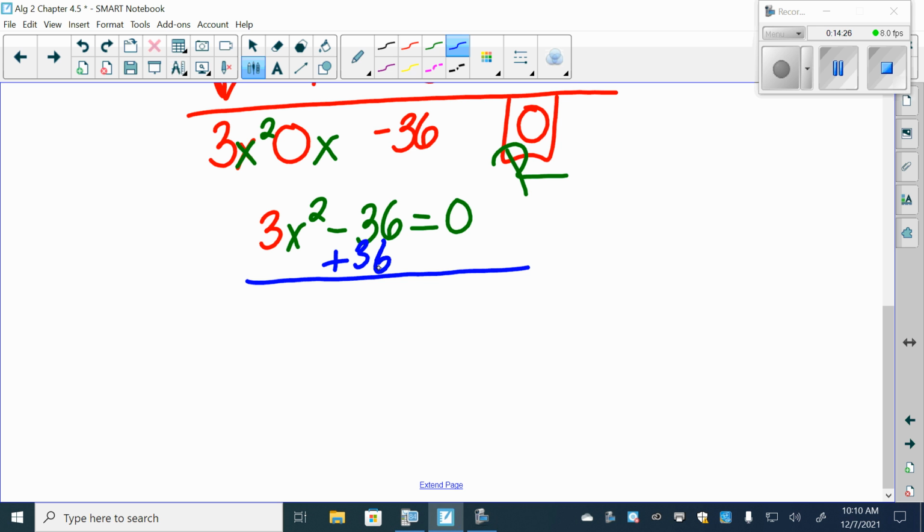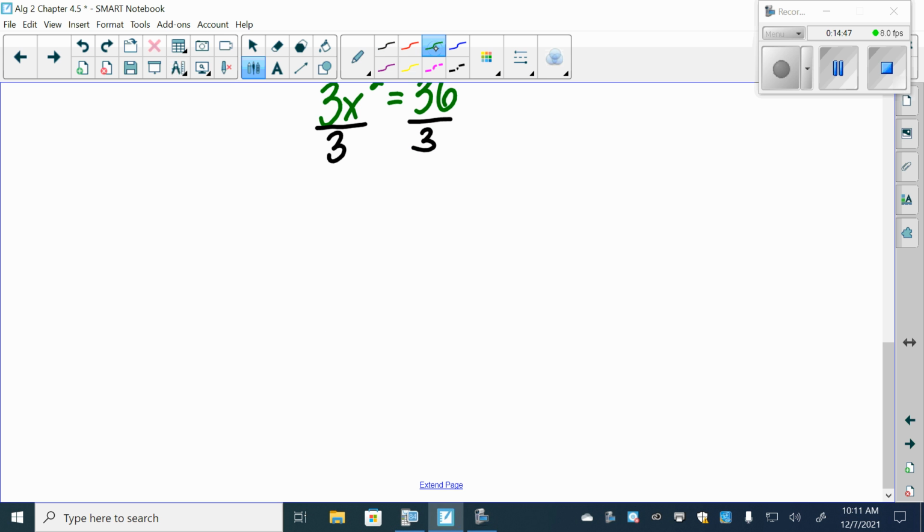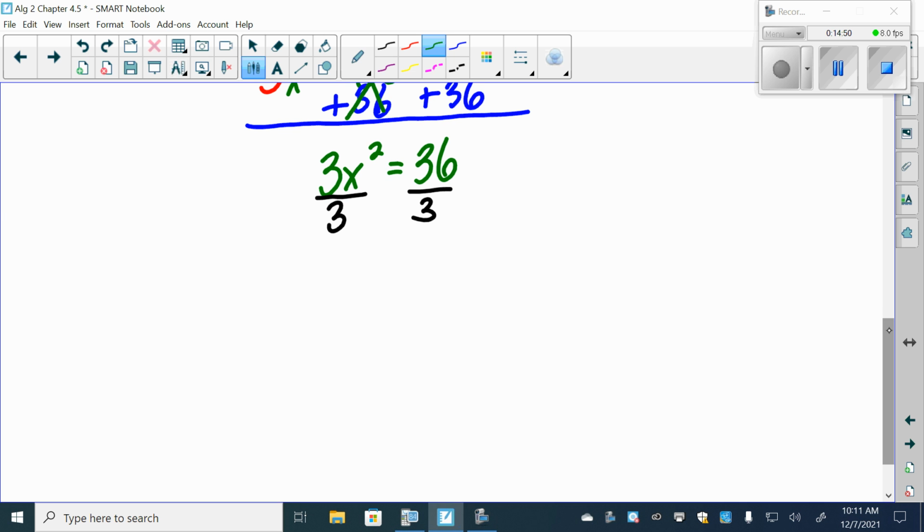So we can add 36 to both sides because these will cancel, telling us that 3x squared is equal to 36. Then we would divide both sides by 3, telling us that x squared is equal to 12. And what would we do next? Square root.